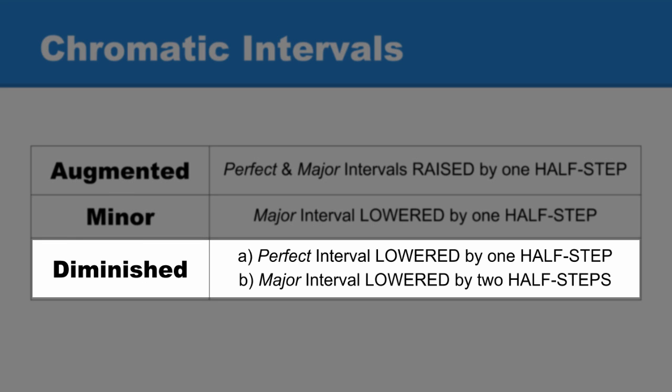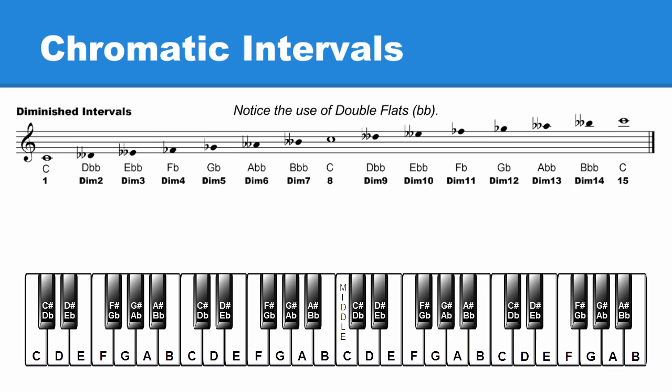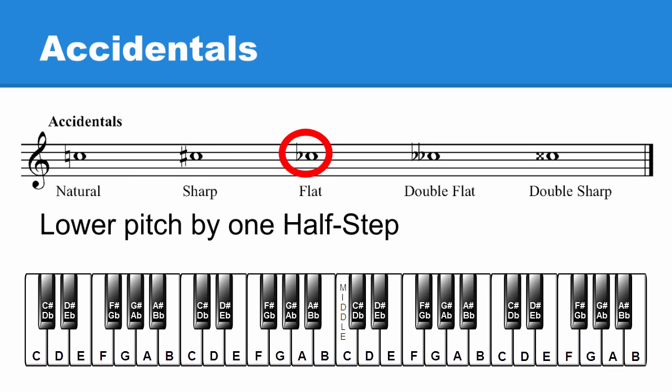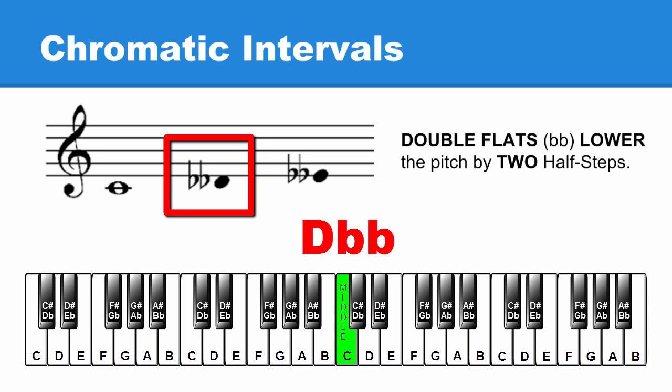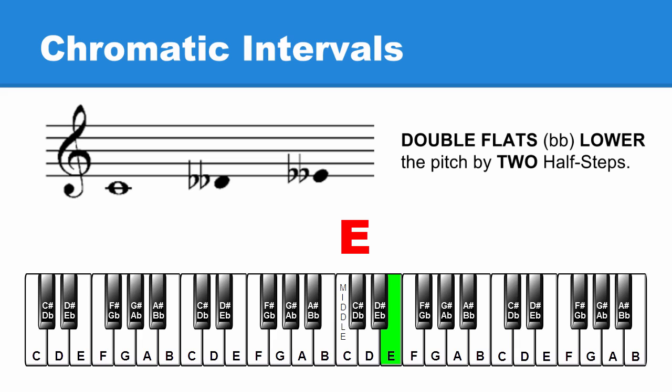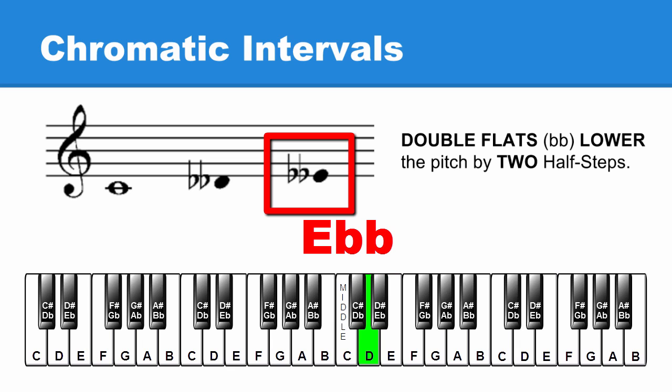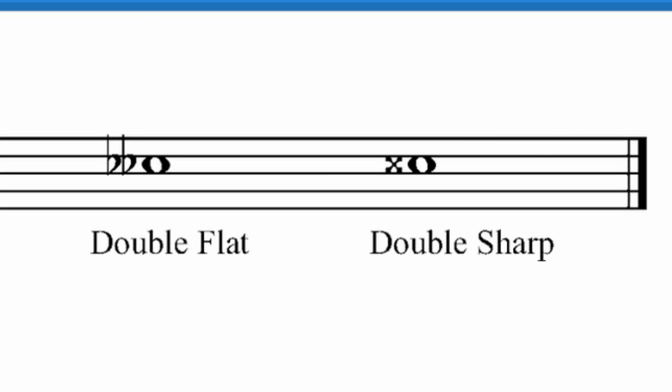Diminished intervals are either a perfect interval lowered by 1/2 step or a major interval lowered by 2/2 steps. Notice the use of double flats. One flat lowers the pitch by 1/2 step. Double flats lower the pitch by 2/2 steps, which is equal in sound to 1 whole step. For example, D, D flat, D double flat, E, E flat, E double flat. We'll look at the double flats and double sharps more in future lessons.